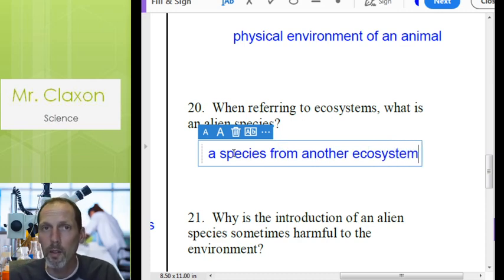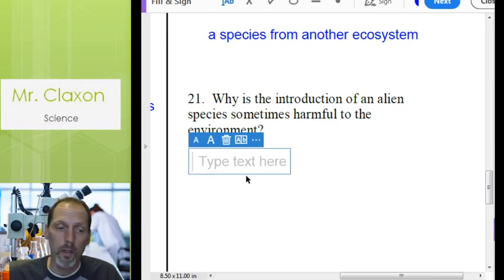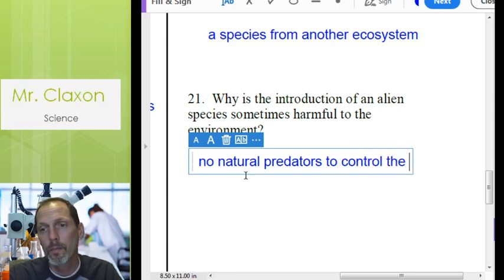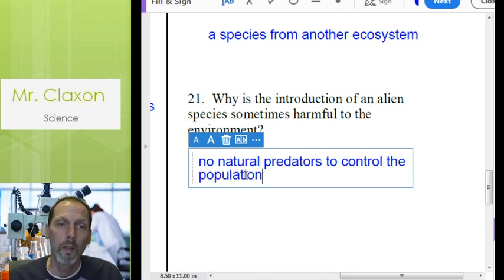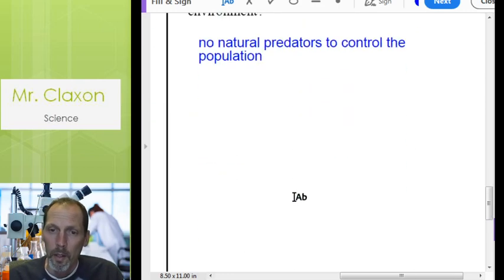A lot of times they get introduced, and it can be a problem, and that's what 21 asks, why is it sometimes harmful? And I know from looking at your other work, a lot of you knew this. There's no natural predators to control the population. So a lot of times they become overpopulated. You know, we mentioned ladybugs or honeysuckle. And we don't think of predators on plants. That's probably not a great idea, but ladybugs would be a good example. I know you guys read a little bit about the Burmese python in the Everglades. It's not necessarily Ohio, but they've become a problem. So that's an example of that.